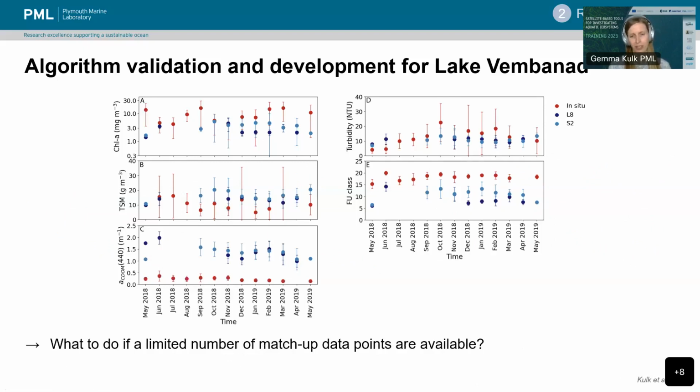The example from Christina shows how validation and algorithm tuning can be carried out when thousands of in situ data points are available. But if you remember from the first case study, I mentioned that for Lake Vembanad, we only have between 8 and 22 match-up data points available, depending on whether we are looking at Landsat 8 or Sentinel-2 data. So what to do if such a limited number of match-up data points are available?